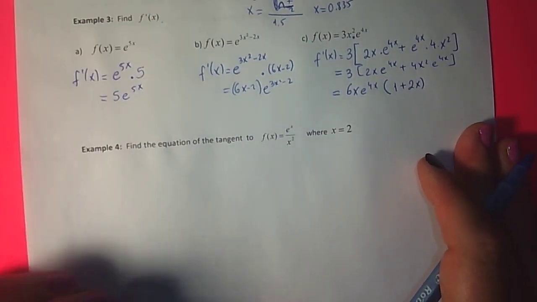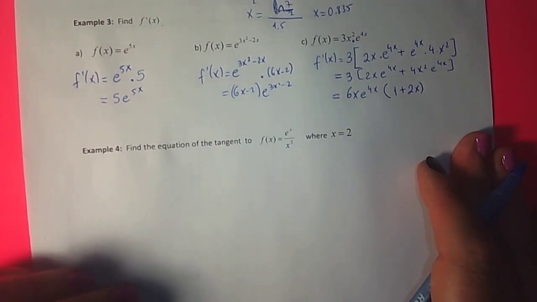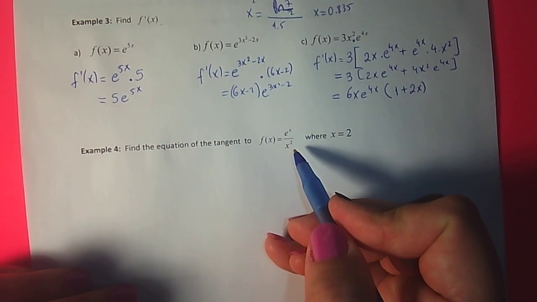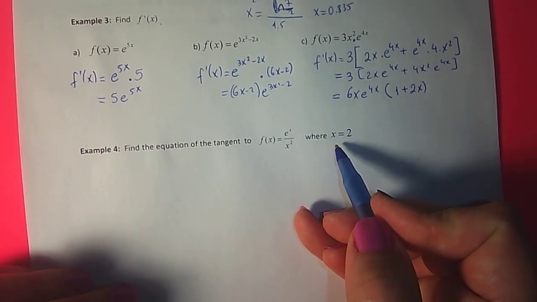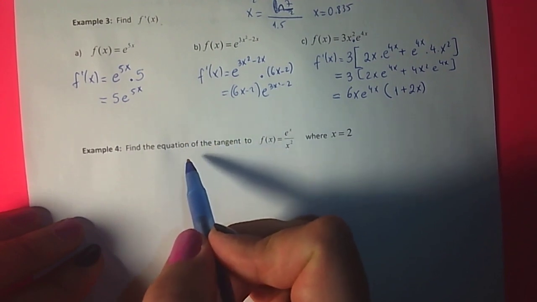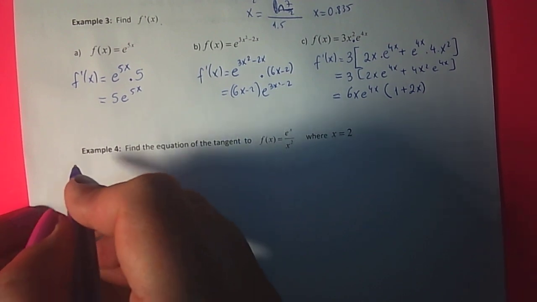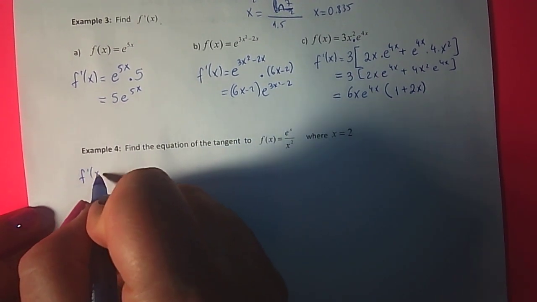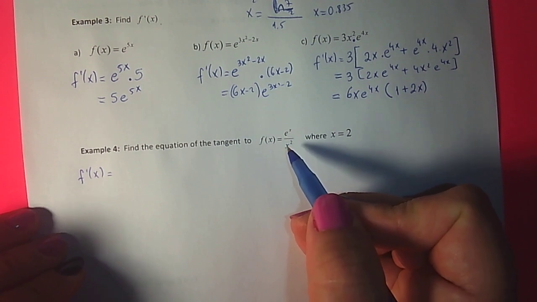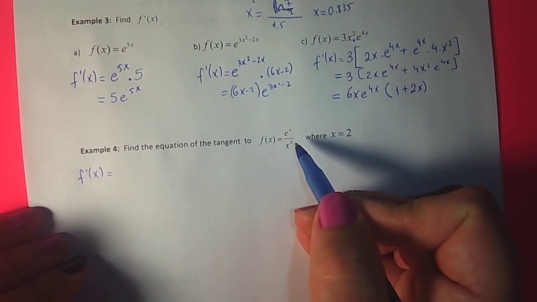Number 4, find the equation of the tangent to f of x equals e to the power of x divided by x squared, where x equals 2. Okay, so to get the equation of the tangent, first we need to get the slope of the tangent. To get the slope of the tangent, we need the first derivative. Okay, as you see now, we have a division here. We need to use the quotient rule.